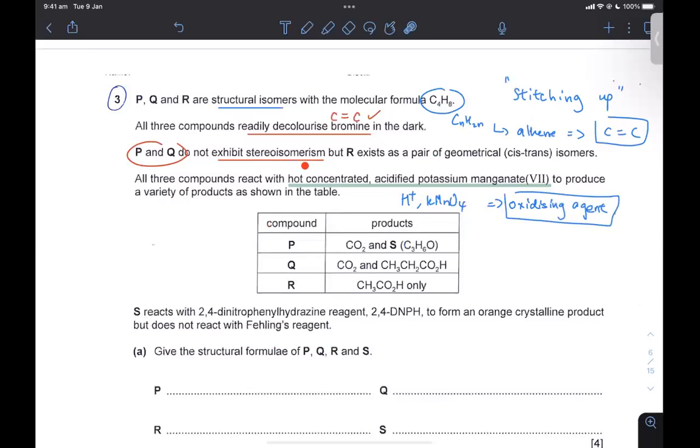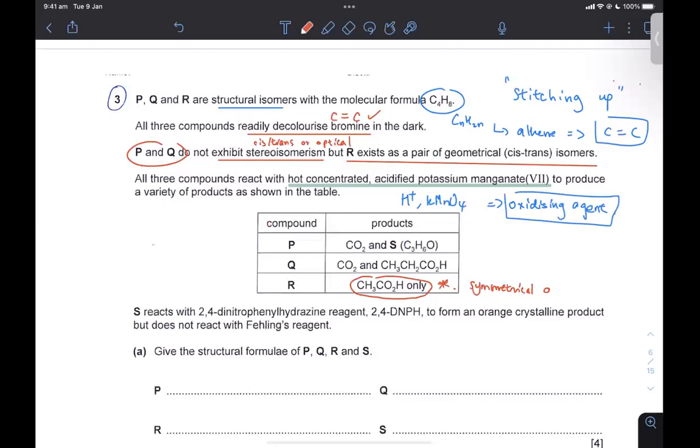Remember, stereoisomerism could be optical, or it could be cis and trans, but in the context of this alkene, most likely we are thinking about cis and trans. It could be optical as well, but we are not looking at a chiral center. Now, R exists as a pair of cis and trans, and as you can see, R only gives you one product. So if you have cis and trans and you get one product, that means it's a symmetrical alkene.